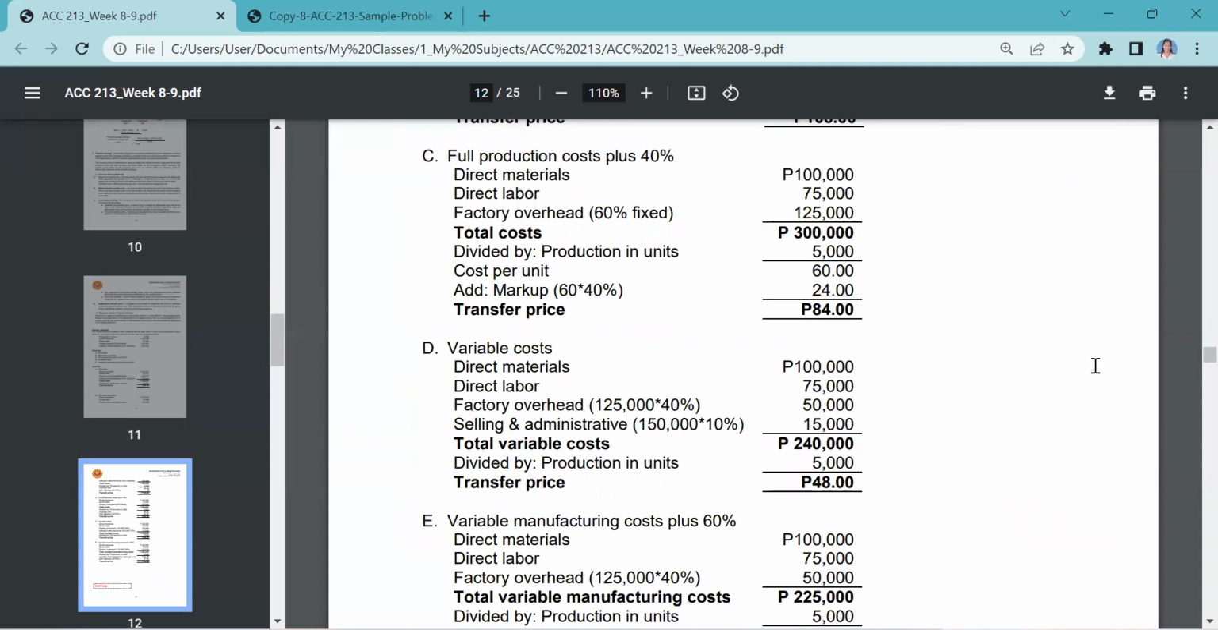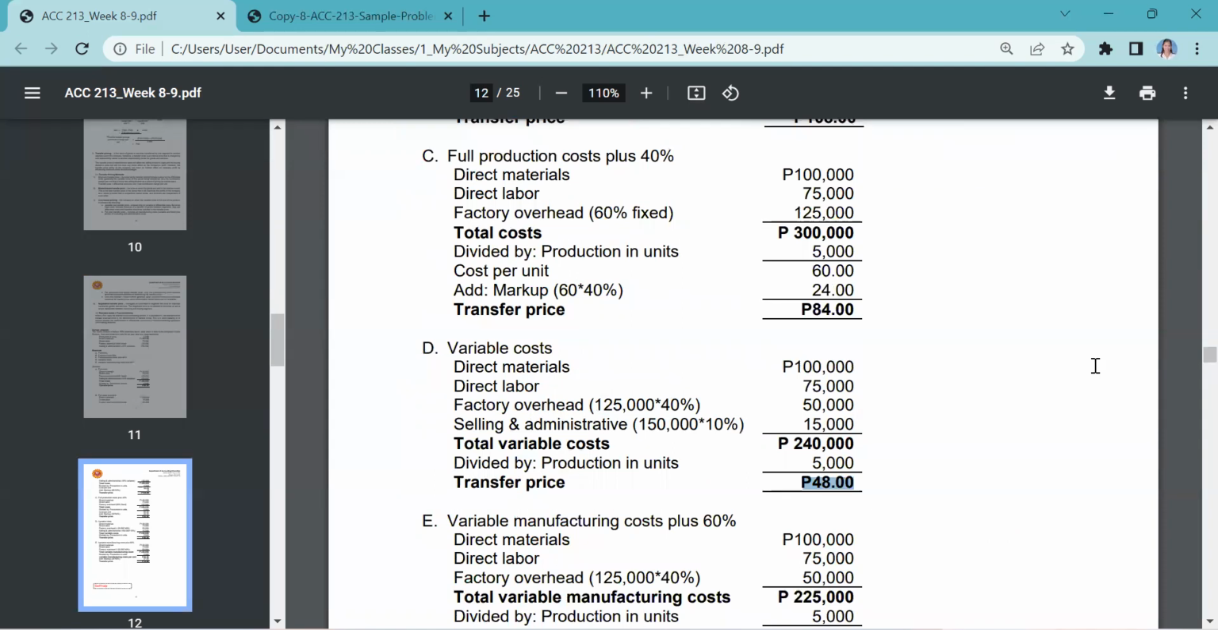100,000, 75,000 for the direct labor. Again, 40% ng factory overhead kasi 60% daw ay fixed. So, yung variable lang. Selling and admin, 10% lang din kasi ito lang yung portion na variable. So, this is your total variable cost. You divide it by the number of units produced. So, ito yung ating transfer price.